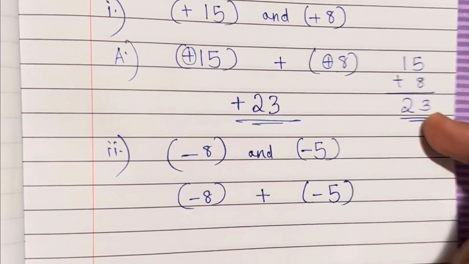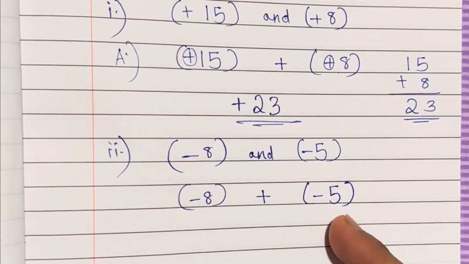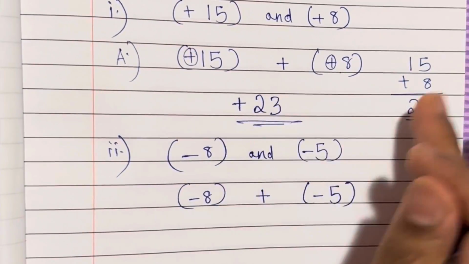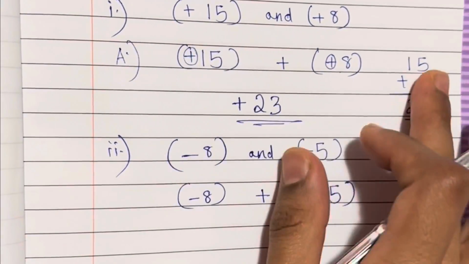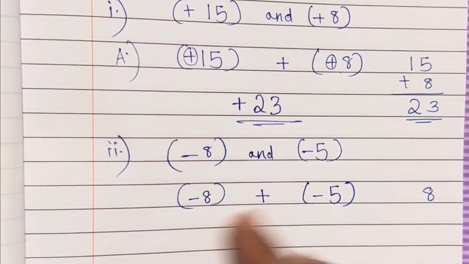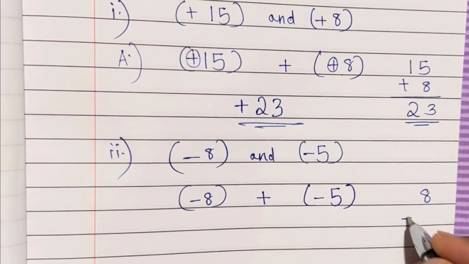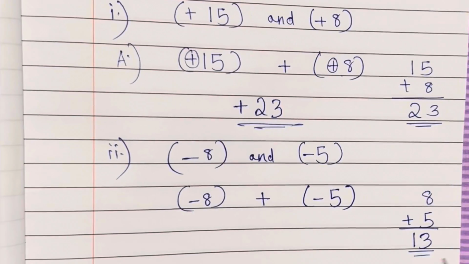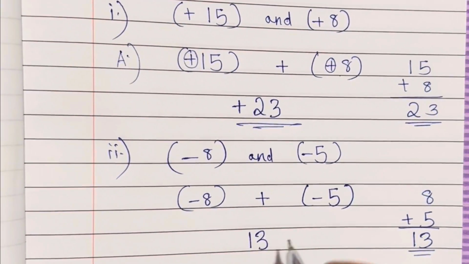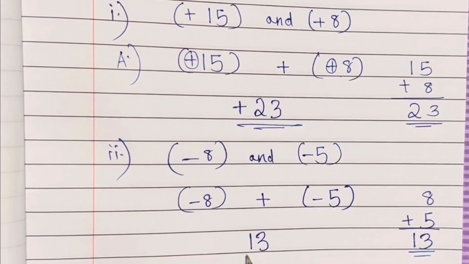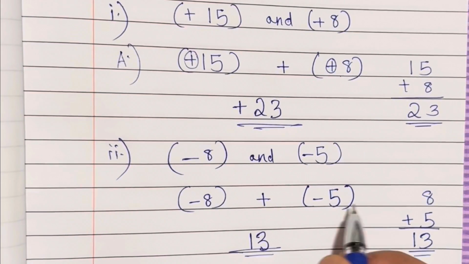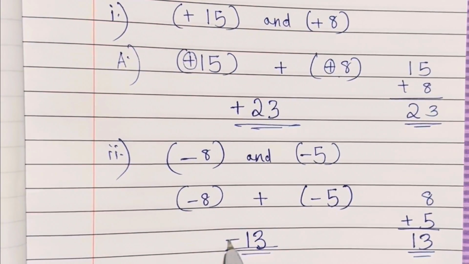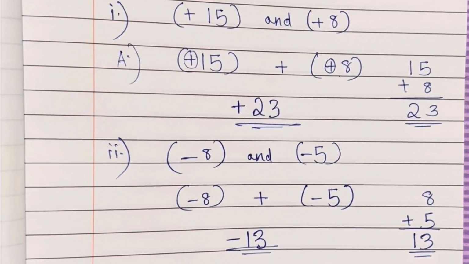As we did previously, we simply add these two numbers, 8 and 5, without considering the sign. Here also we did not consider the sign. We simply added 15 and 8. Here also we're simply adding 8 and 5. So what is the answer? 13. So this 13 we are writing here. And then see the next step. It's not over. We are going to see which is the common sign for minus 8 and minus 5. So minus is the common sign. So our answer is minus 13.